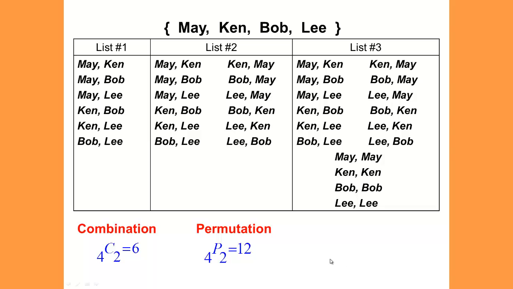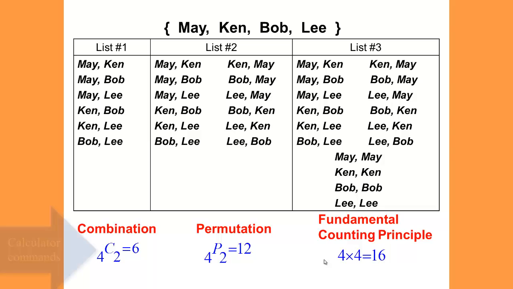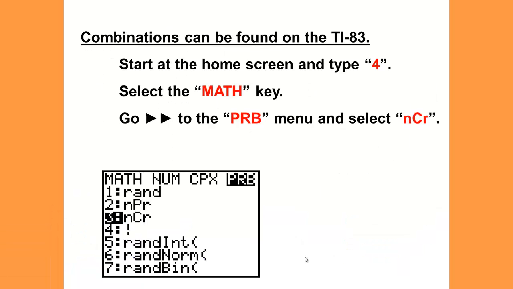List 3 is a fundamental counting principle, and we get that by the number of names and choices that we have, which can be found by 4 times 4, which would be 16, which is the number of names in list 3. Notice the calculator command listed below each list. This is how we will input the numbers into the calculator to obtain the results that we need. And we will get to that next.